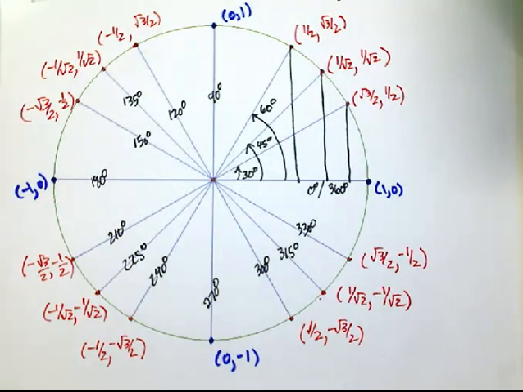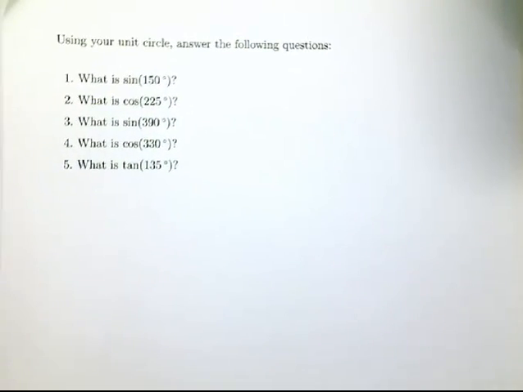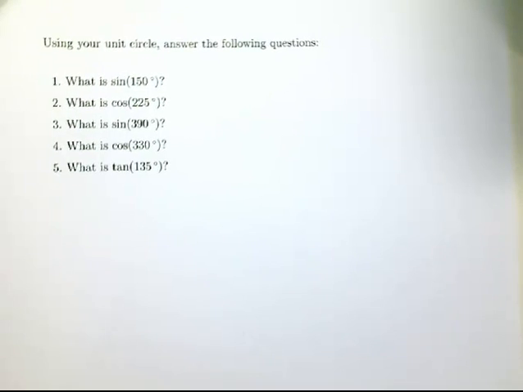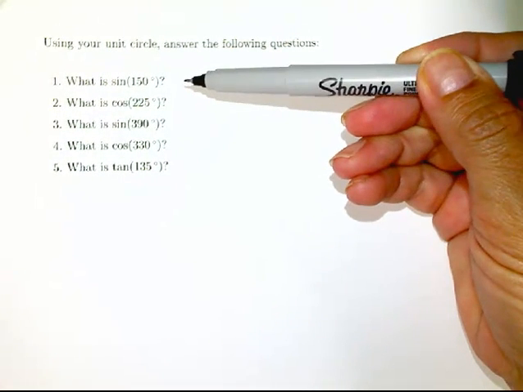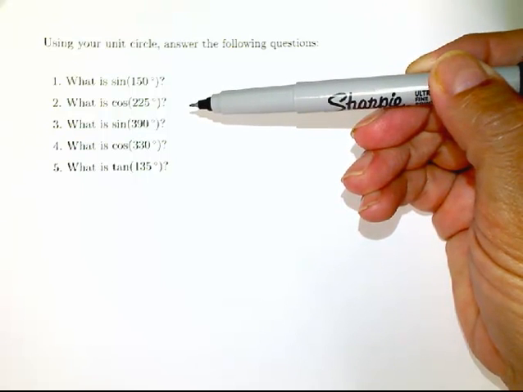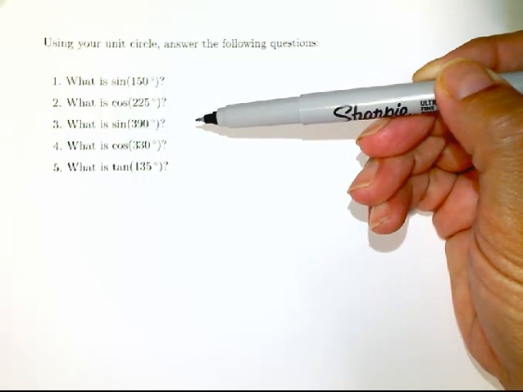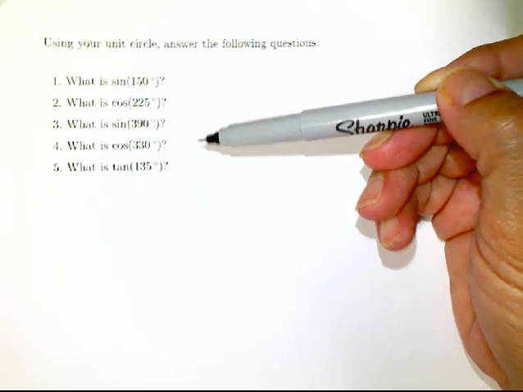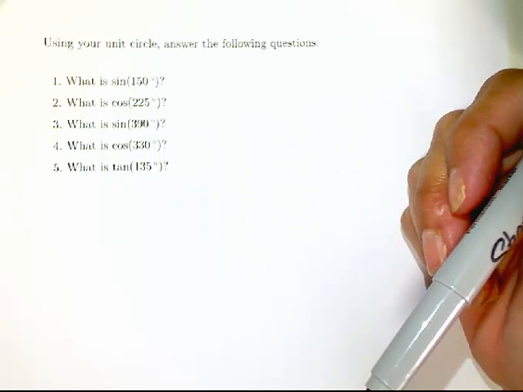Alright, so what I want you to do is to use your unit circle to answer the following questions. What is the sine of 150 degrees? What is the cosine of 225 degrees? What is the sine of 390 degrees? What is the cosine of 330 degrees? And what is the tangent of 135 degrees?